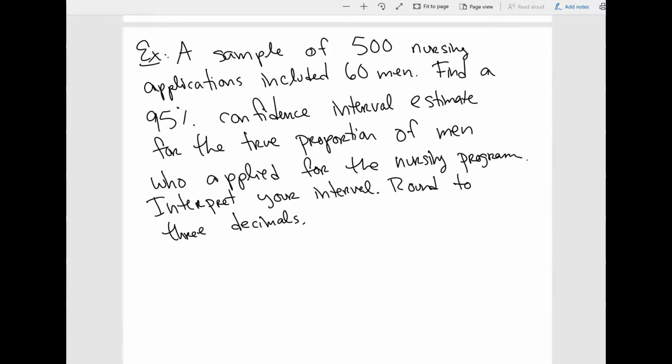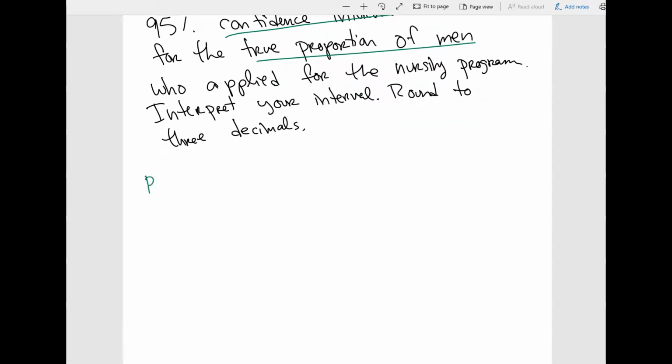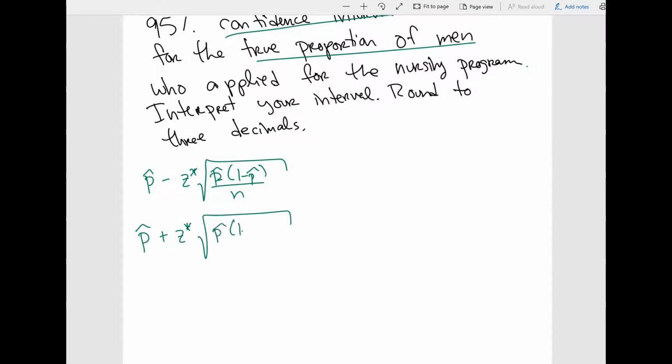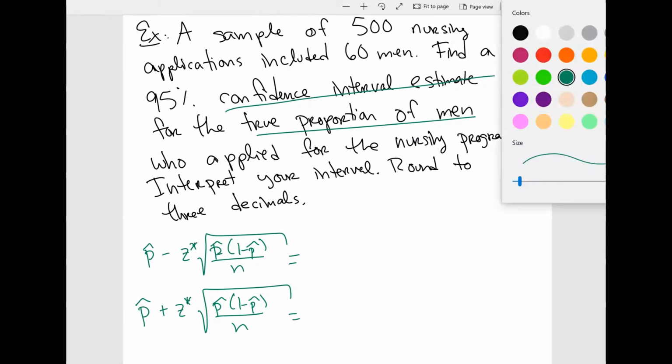So we want to do the confidence interval estimate for the true proportion of men who applied for this nursing program. Let's first start off by writing down the formula. We know that is p hat minus z star square root of p hat (1 minus p hat) divided by n, and then p hat plus z star square root of p hat (1 minus p hat) divided by n.